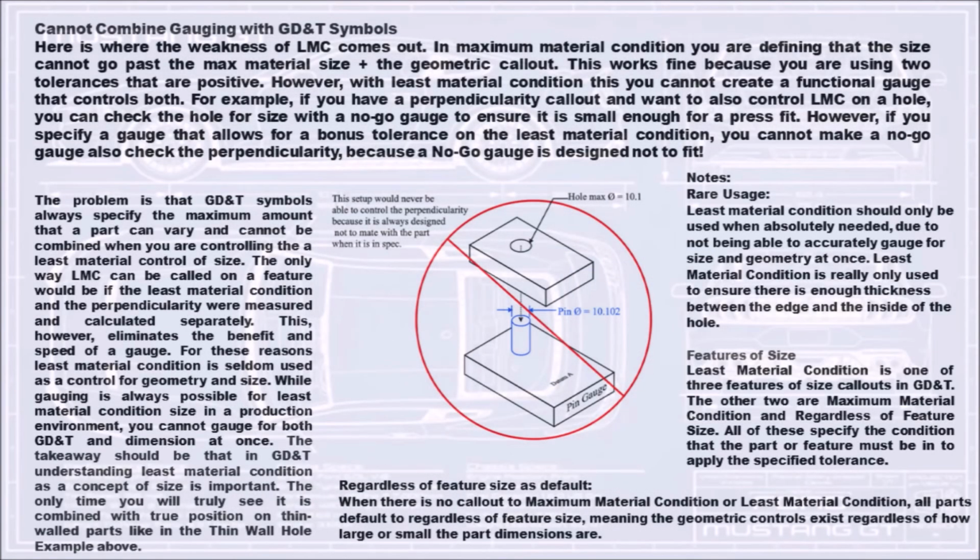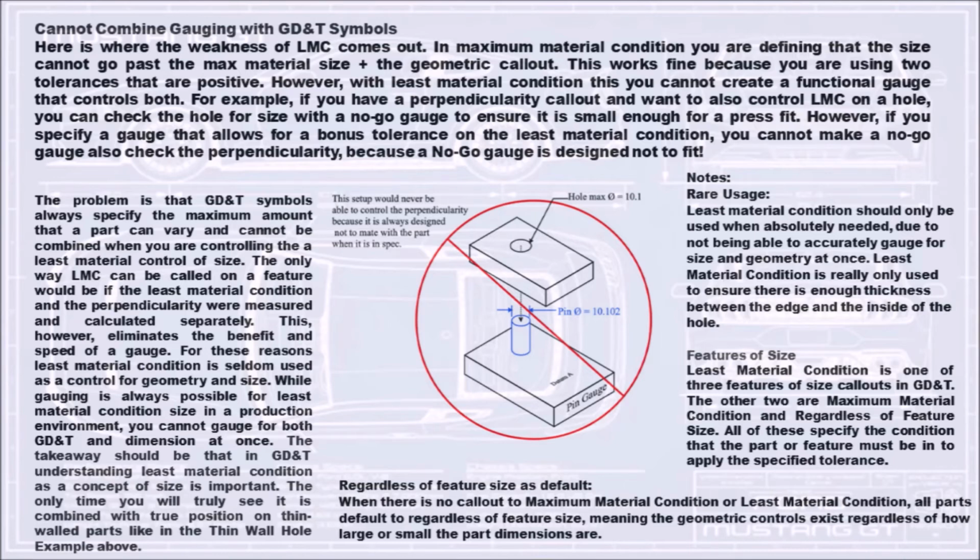Cannot combine gauging with GD&T symbols. Here is where the weakness of LMC comes out. In maximum material condition you are defining that the size cannot go past the max material size and the geometric callout. This works fine because you are using two tolerances that are positive. However, with least material condition you cannot create a functional gauge that controls both.